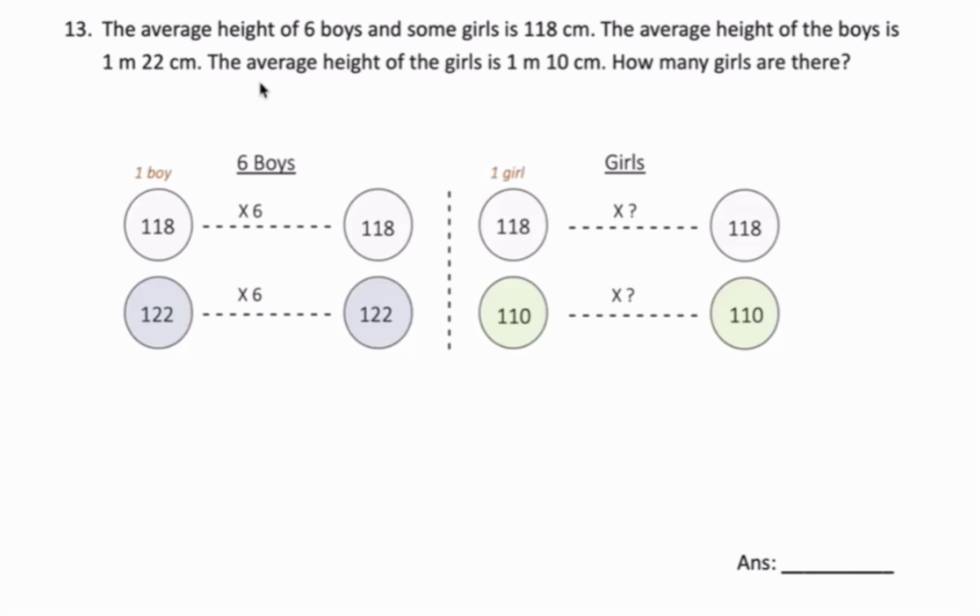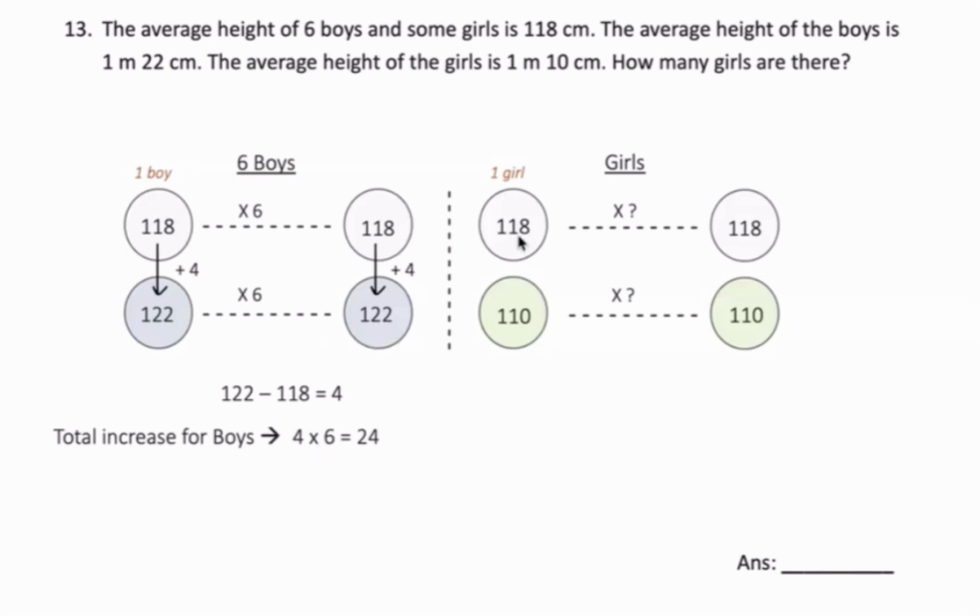Okay, now looking at the left side, I can find the total difference. On the right side, I can't because I don't have the number of girls here. So let's calculate the total difference on the left-hand side. One group, one boy to the boy here. One group, the difference is 122 minus 118. Each group, the difference is 4. Since there are 6 boys, so 6 times 4, 24. So the total difference on the left-hand side is 24.